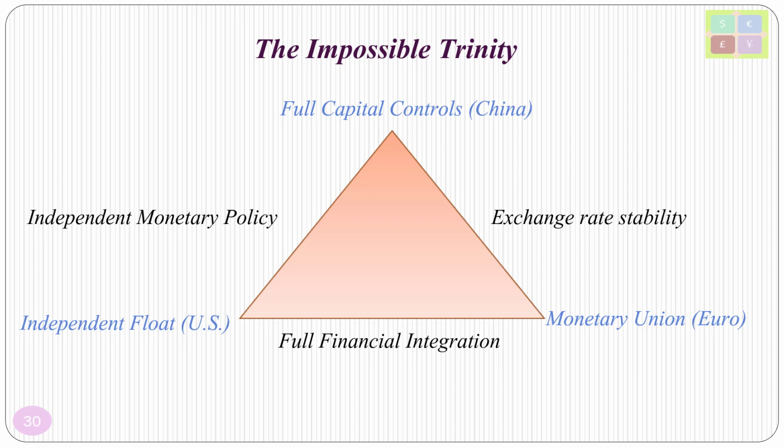The Eurozone countries have full financial integration since the euro is widely accepted in international trade and exchange rate stability, and the euro also has exchange rate stability with other nations of the Eurozone. But they don't have independent monetary policy, which is the third or the left side of the triangle. And this is because their monetary policy is governed by the European Central Bank.